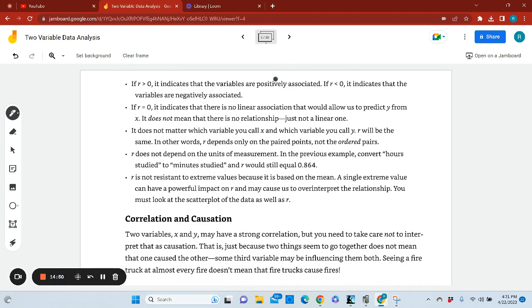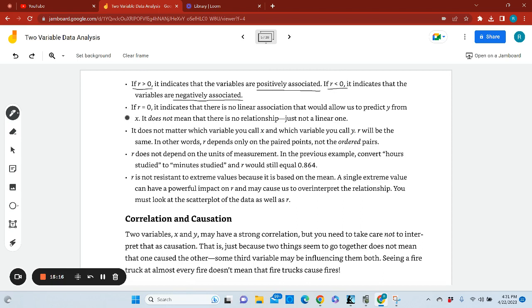Okay? So there are a couple really important things that we should know about correlation. If R is above 0, it means the variables are positively associated. If R is below 0, it means the variables are negatively associated. In other words, if R is bigger than 0, you're going to see an upward sloping pattern. If R is less than 0, you're going to see a downward sloping pattern.